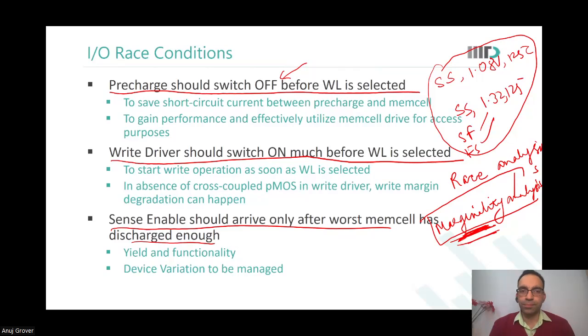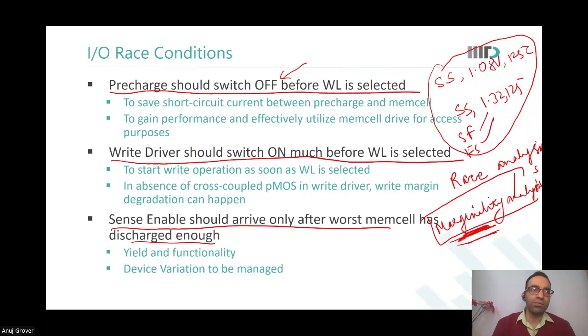Sir, in the third point I have a doubt. How does the sense enable affect our yield? If the sense enable comes early, what will happen? Sir, functionality may get affected because I may not be able to ensure that a correct read is happening, but yield is a process parameter for us. But memory is self-timed, right, Raghav? If you reduce the memory clock, do you think you will be able to recover this cell now?